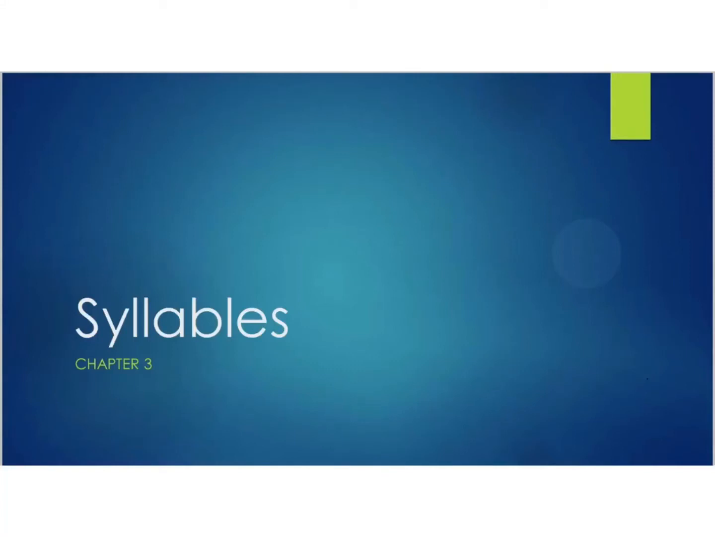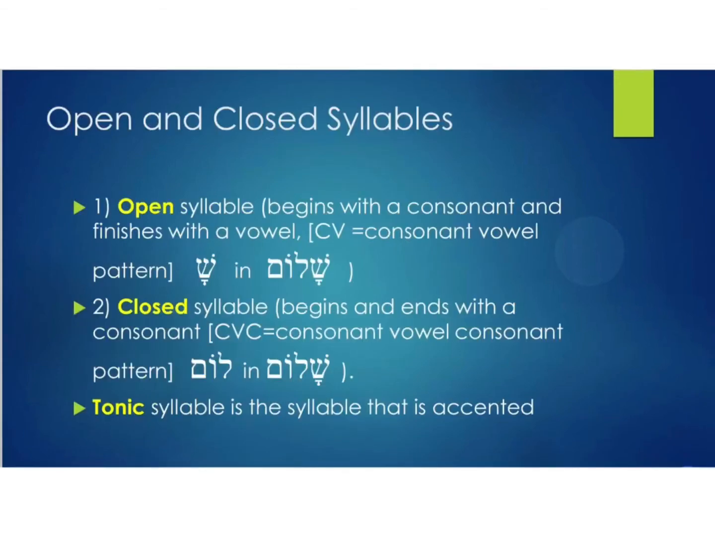In this video, we will learn about syllables. What is a syllable? A syllable is a combination of a consonant and a vowel. There are two types of syllables. One is open and the other one is closed.